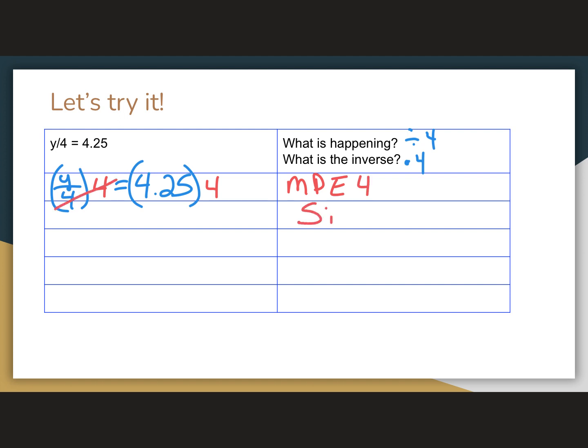I'm simply going to simplify this. So those are going to cancel. So I end up with y equals 4 times 4.25. If I multiply it out, gives me 17. Okay, remember that you cannot use a calculator, so make sure that you're doing this on your own. 4.25 times 4 is simply 17.